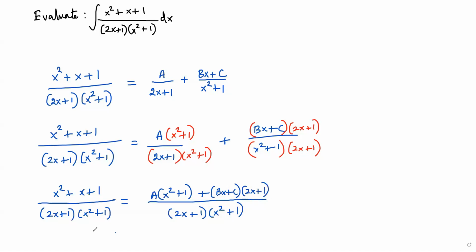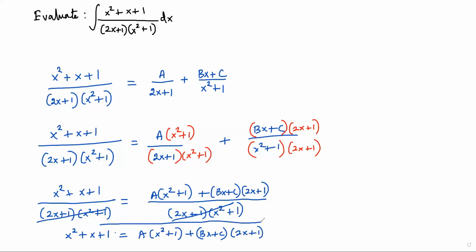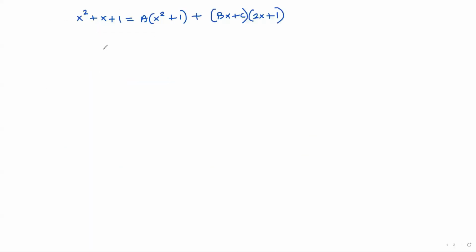Here we have the same denominator on both sides, (2x + 1)(x² + 1). If I multiply both sides by (2x + 1)(x² + 1), they cancel out. So the resulting equation is x² + x + 1 = A(x² + 1) + (Bx + C)(2x + 1). Now in this equation, I have to find the values of the unknown constants A, B, and C. Let's continue on the next page.